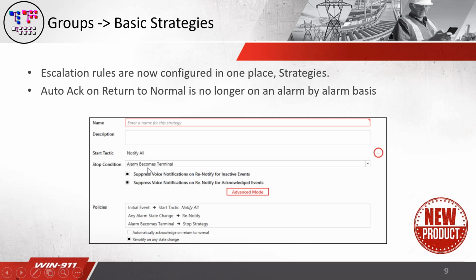An alarm becoming terminal would be a state where the alarm is inactive and the alarm has been acknowledged. If the alarm changes states, say, for example, the alarm goes from active to inactive or inactive acknowledged, any state change that occurs, we can decide to re-notify. This is user configurable, so you can decide to turn this on or off depending on how you're notifying and your needs for re-notifying on events.